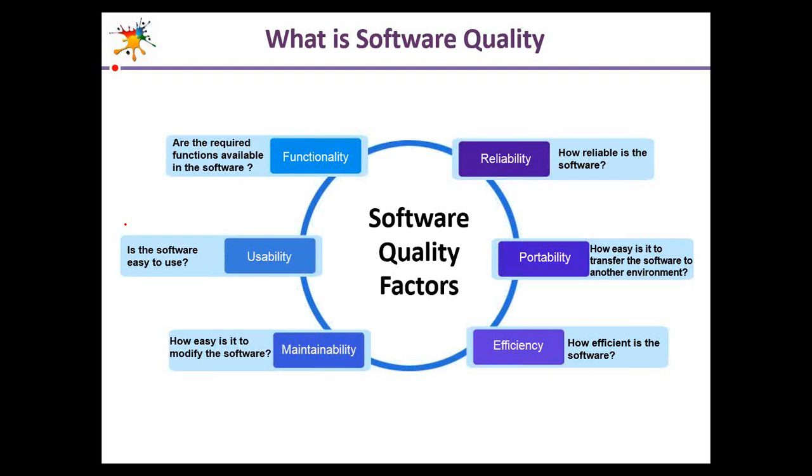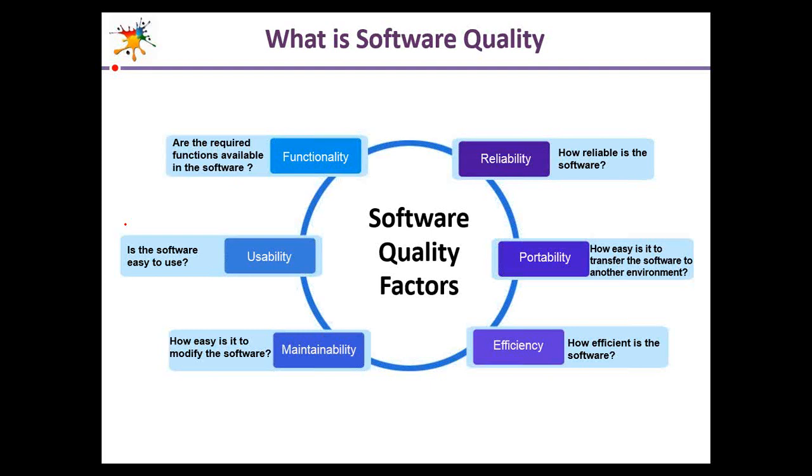Then on the right hand side, you can see some other major factors on which the quality of the software gets determined. The first one is reliability, which is one of the basic needs for any software, that is, how reliable is the software. And then comes portability, how easy it is to transfer the software to another environment, because we often see the need for portability in terms of different softwares. And finally comes efficiency, which is again one of the key factors for measuring quality. That is, how efficient is the software.